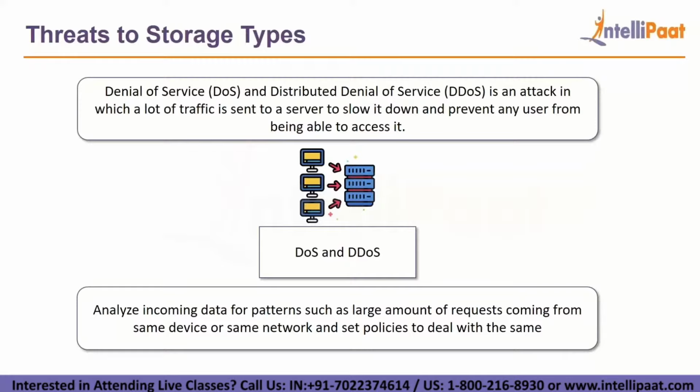There are ways to prevent this, such as analyzing the incoming data for patterns such as large amounts of requests coming from the same device or the same network. You can also set policies to deal with the same. Many big companies have set systems in place that will determine whether a particular IP address or network is potentially performing some DoS or DDoS attack. If that happens, then each request from that domain needs to first pass a CAPTCHA test, which specifies whether a human or a machine is sending the request.